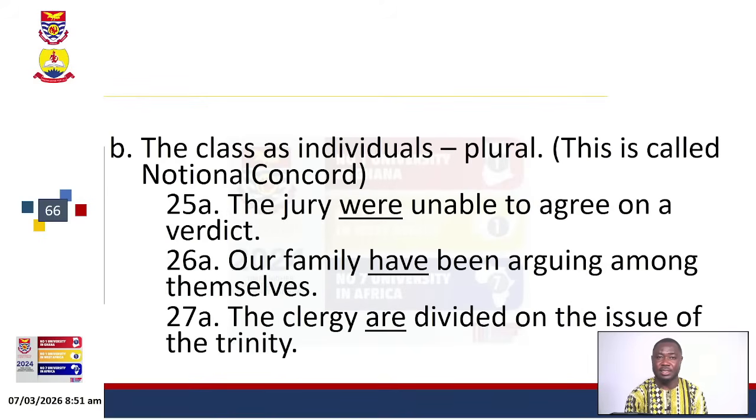Now in this class, the class is considered as individuals. So it means that they are going to be plural. And this is called notional concord. Notional because the concord is understood in our mind. We are referring to the people as individuals. The jury were unable to agree on a verdict. Here we are talking about the jury with reference to the individual members that make up this collection or collective noun.